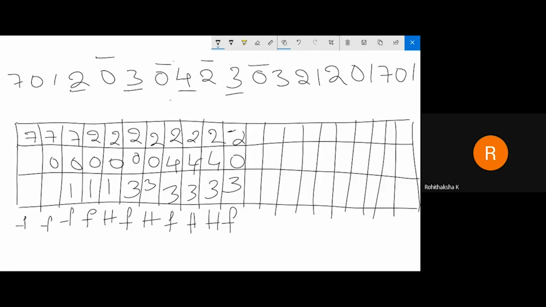So next one, if you take 3, 3 is already there. Okay, so 2, 0, 3 and mark it as page hit. So next one is, if I take 2, 2 is already there. So 2, 0, 3 and mark it as page hit. Okay. So next one is 1.